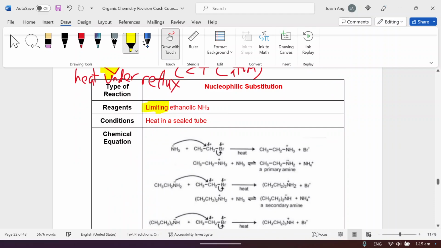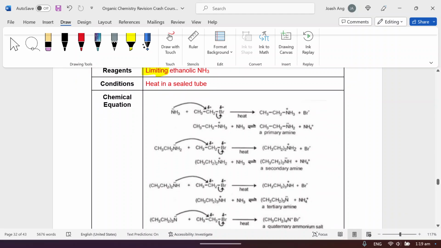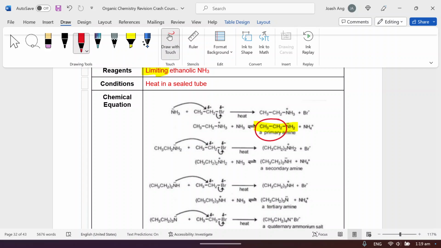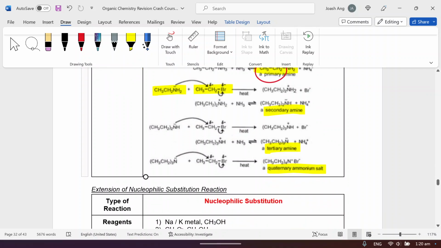so this is why you should not use limiting, because you can see how this product, okay, this is not the final product. This product right here, you see that the electron donating ethyl group makes this lone pair more available, and thus this will continue to perform a nucleophilic attack on the original reactant to form a secondary amine, then tertiary amine, and a quaternary ammonium salt. And in the quaternary ammonium salt, no more lone pairs, so that's when nucleophilic substitution will stop.